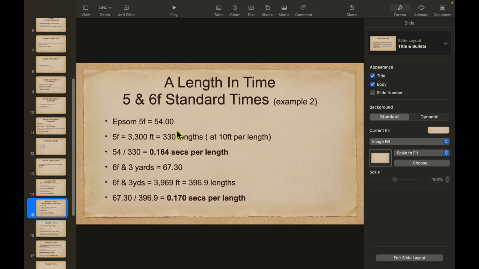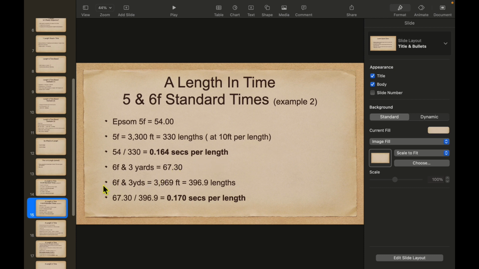At Epsom, example 2, the standard time over 5 furlongs is 54 seconds. So 5 furlongs is 3,300 feet, which is 330 lengths at 10 feet per length. We divide 54, that's the number of seconds, by 330, the number of lengths, and we will find that a horse travels one length in 0.164 seconds per length.